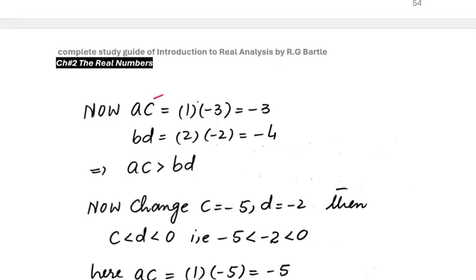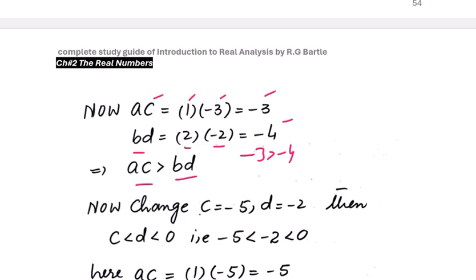AC, the value of A is 1, C is 3, so the product is 3, and the value of B is 2 and D is minus 2. Now the product BD is minus 4. Clearly you can see here that 3 is greater than minus 4, that is AC is greater than BD.